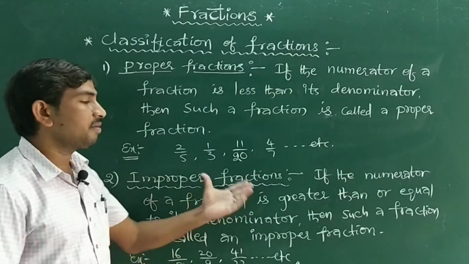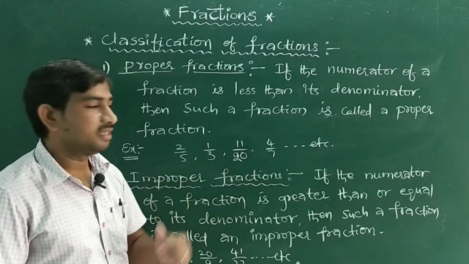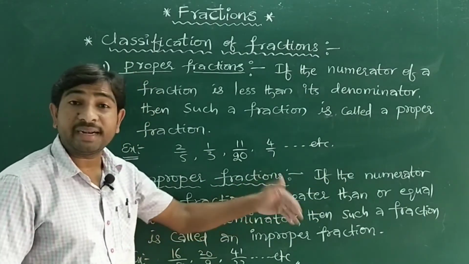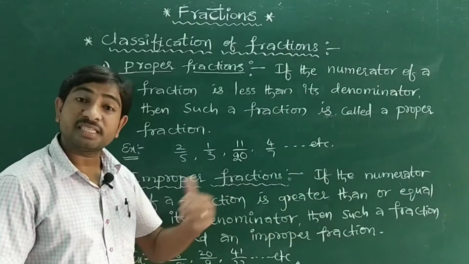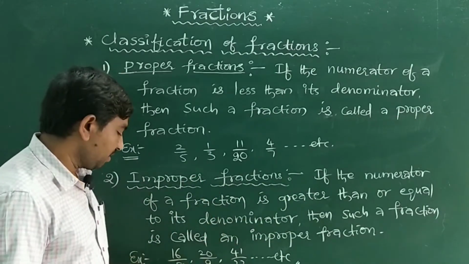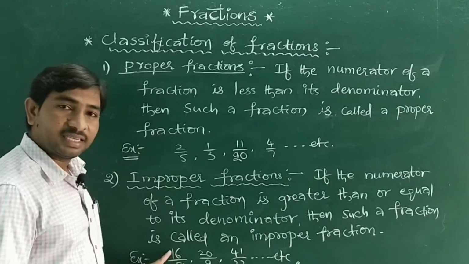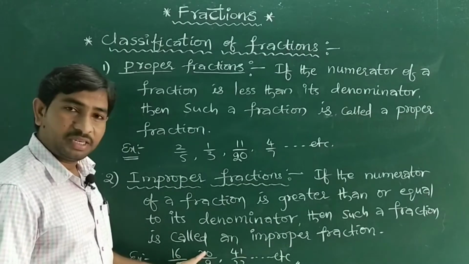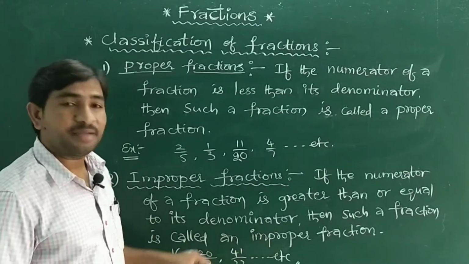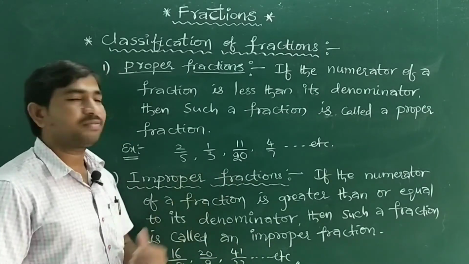Now the improper fractions. What is the definition? If the numerator of a fraction is greater than its denominator, such fractions are known as improper fractions. For example, 16 by 8: here the numerator is greater than the denominator. 20 by 9: this also has the numerator greater than the denominator. Such fractions are improper fractions.